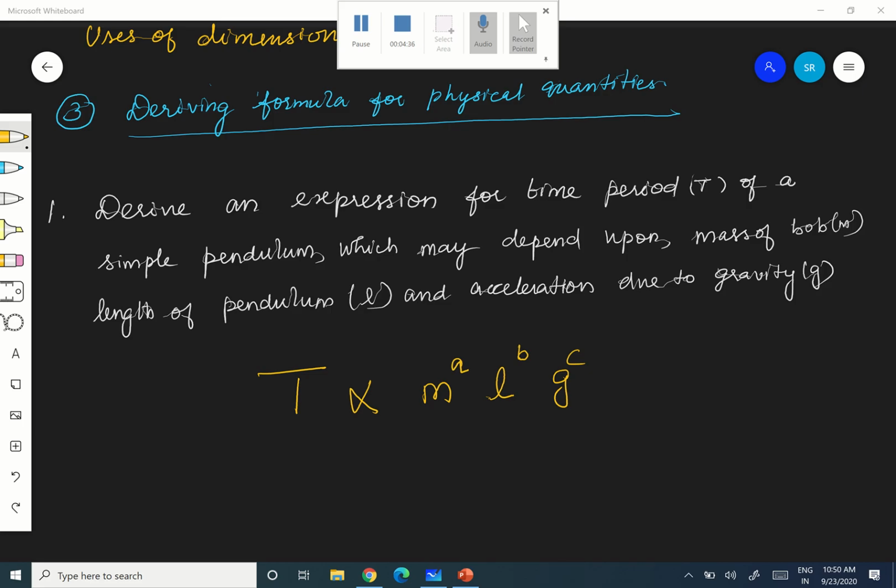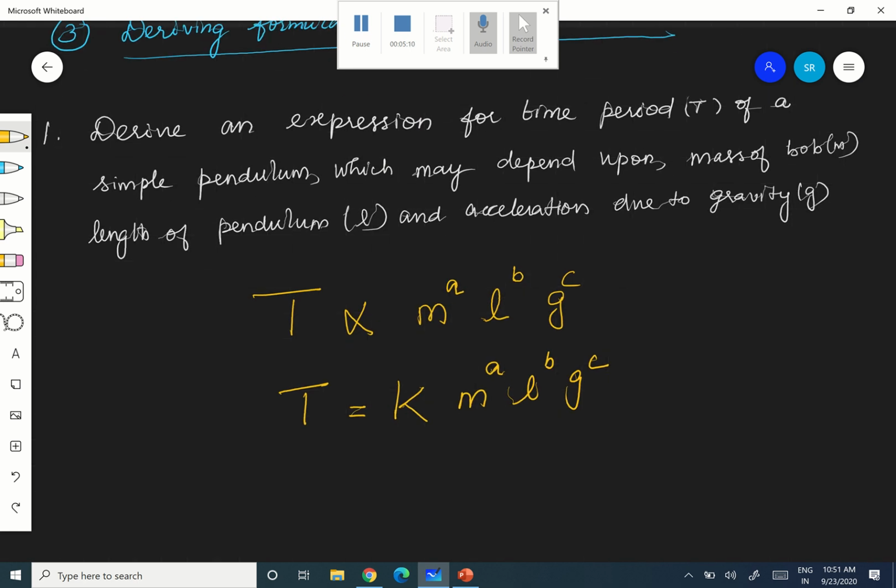So what we have to do is find out the values of A, B, C, so that you will completely get how it depends on mass, length, and acceleration due to gravity. But here, very important, T is proportional to this. Therefore, to convert it into an equation, there should be some constant added. T equals k into M power A, L power B, G power C.